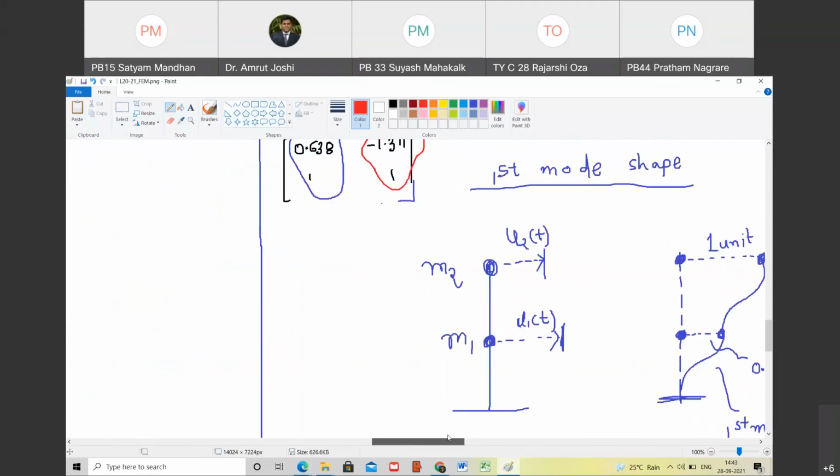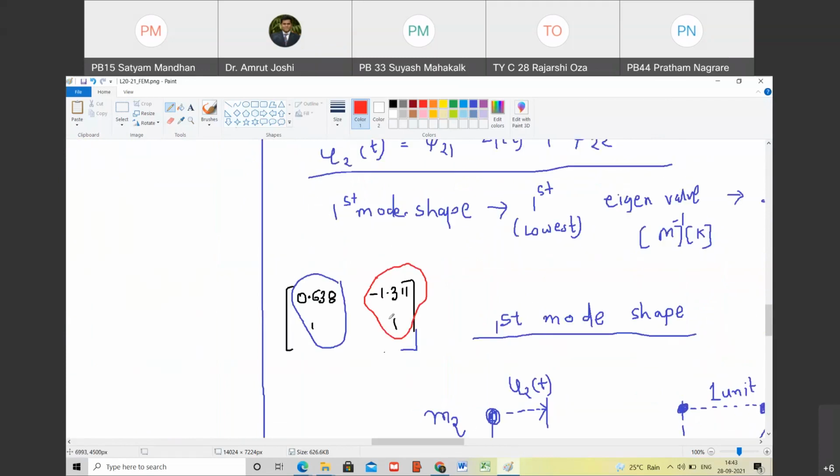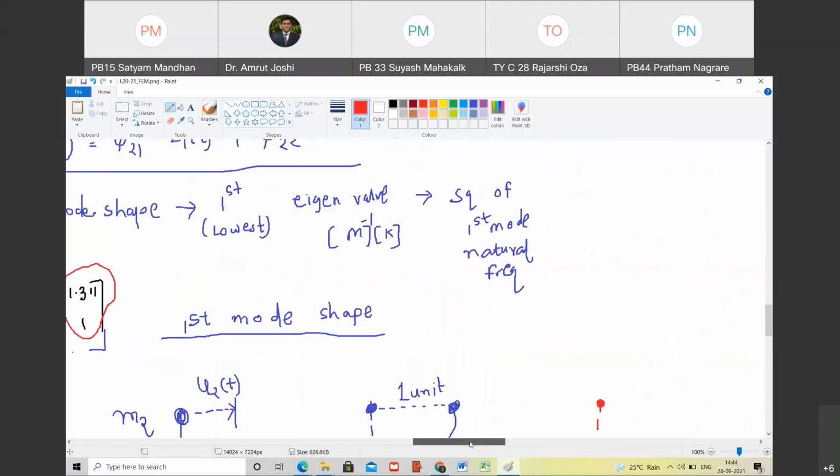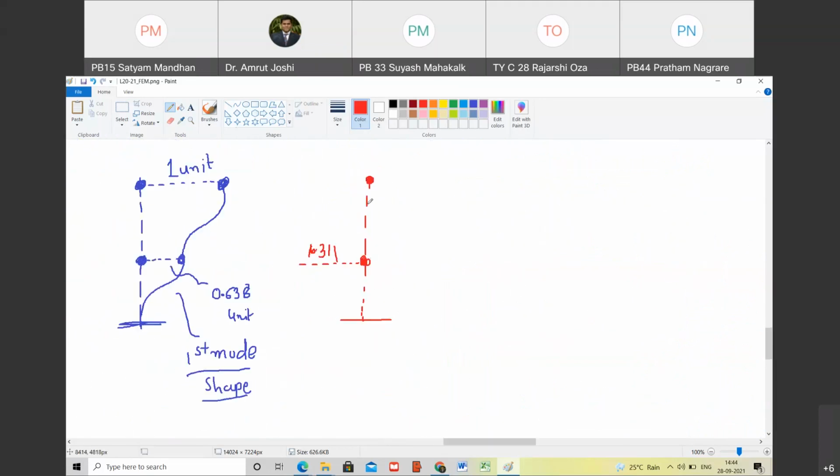Right, sir. By the way, the negative sign here also does not mean that it is towards left. Negative and positive sign here means that both the masses are deforming on opposite sides of mean position. Are you with me? Yes, sir. So when I say this is 1 unit, that means it is somewhere here. This is 1 unit. Happy?